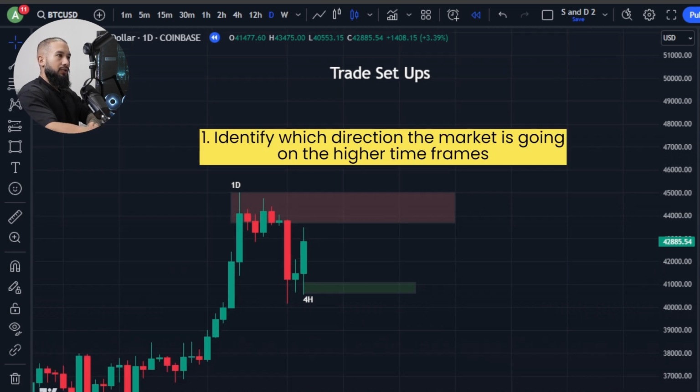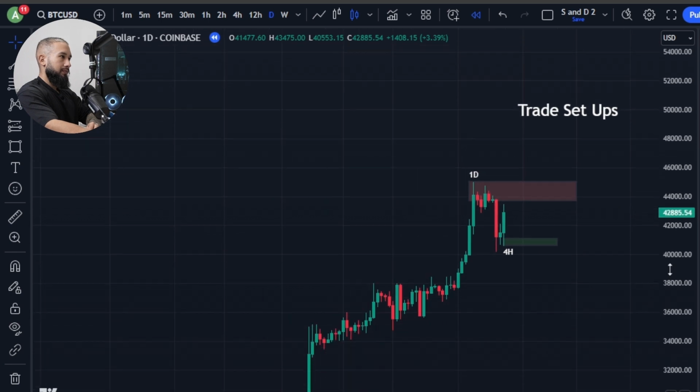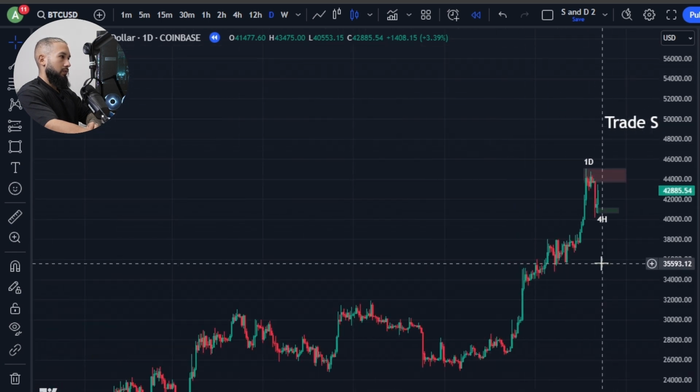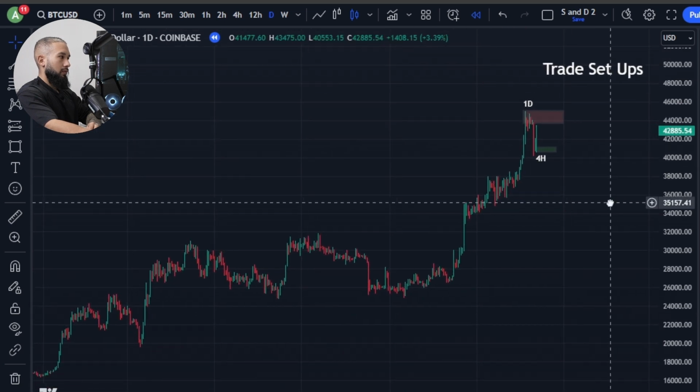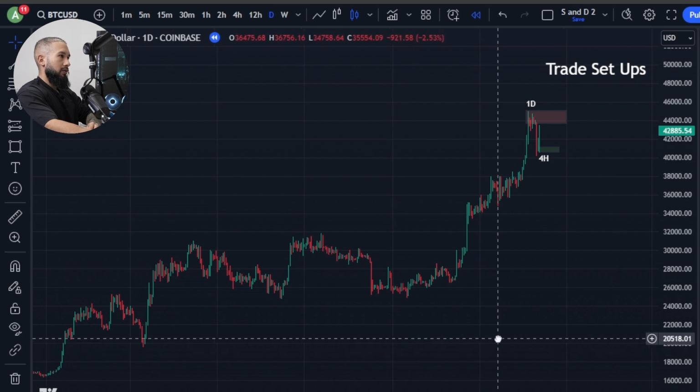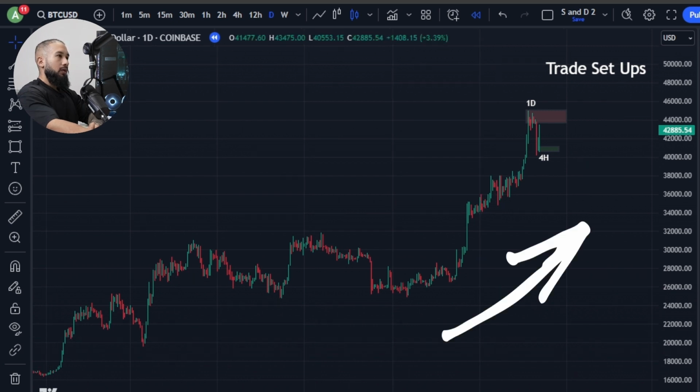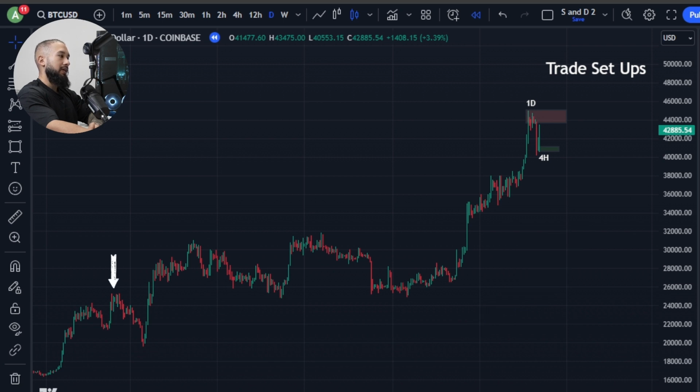Now to identify which direction the market is moving, we're going to start with our higher time frames. We're already on the daily, so that is good. I'm going to zoom out here. All right, so this looks good. We can see the trend is clearly going up. We're creating higher highs and higher lows. So we create a high here, a low here, higher high here, a low here, and then we maintain structure for a little bit, and then we continue creating higher highs and higher lows.